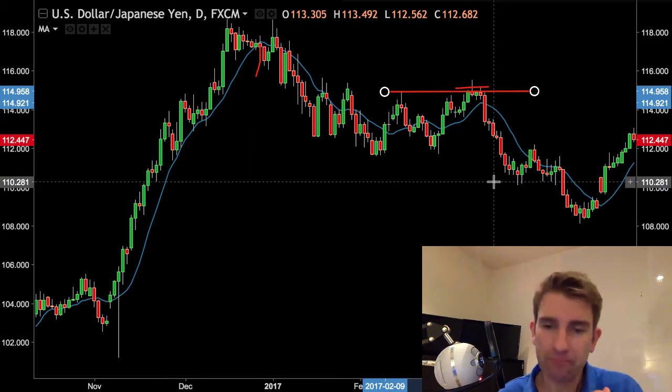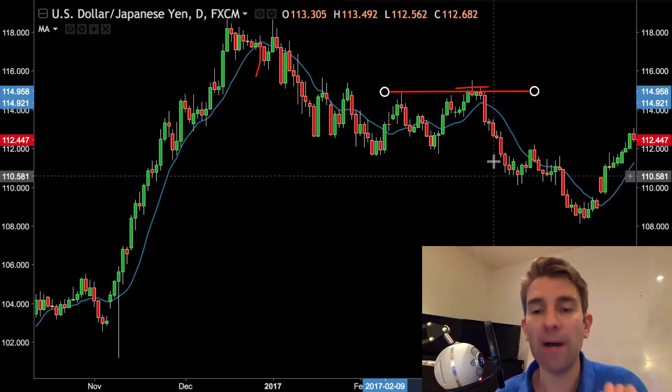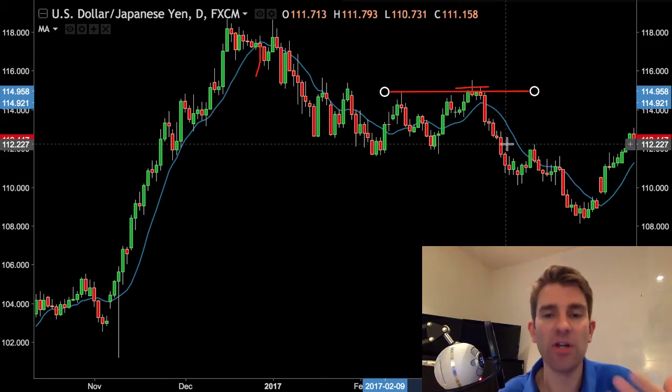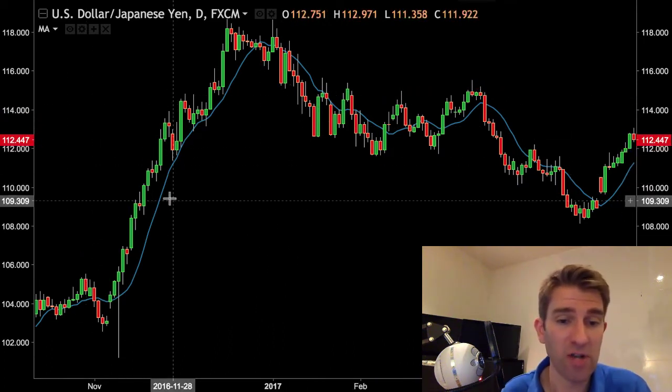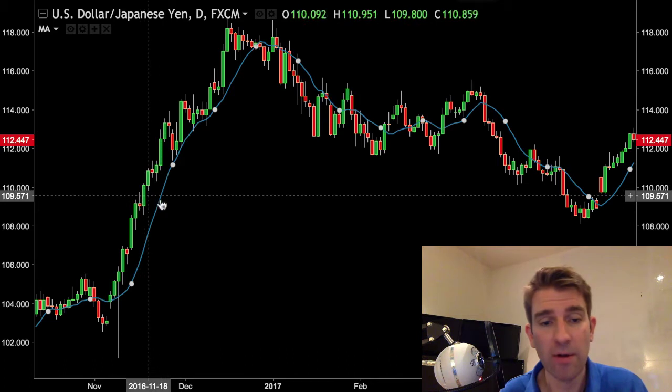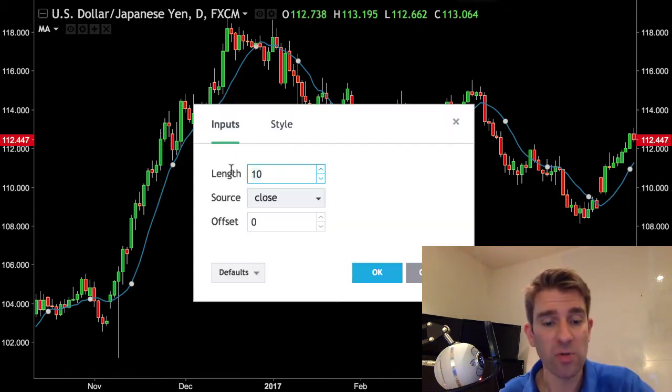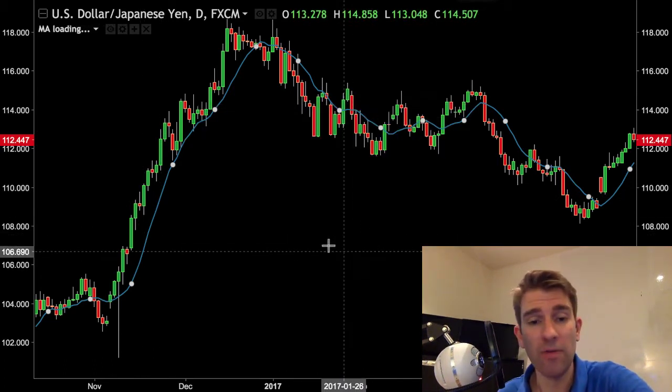Now obviously the disadvantage is you're going to give some back, and the wider the moving average, the more you're going to give back. Let's look exactly how that would work in those two trade examples. So if we change that to a 20 period, which is another obviously popular moving average.